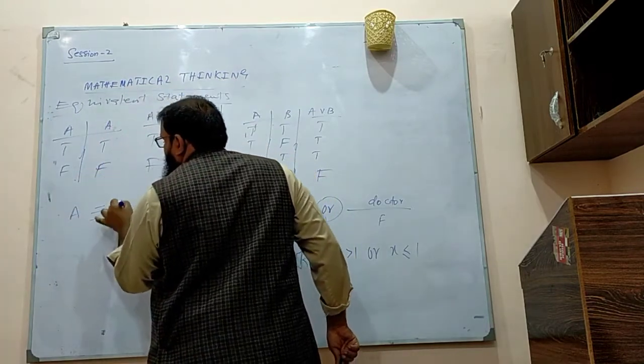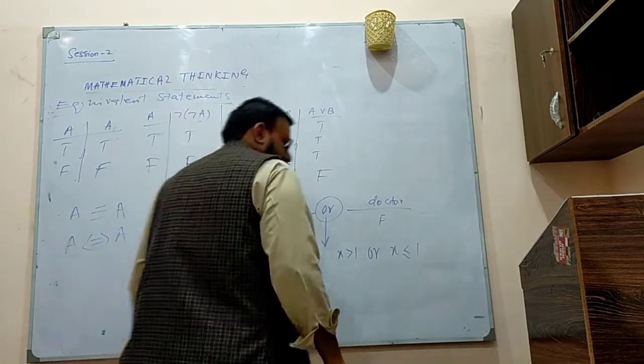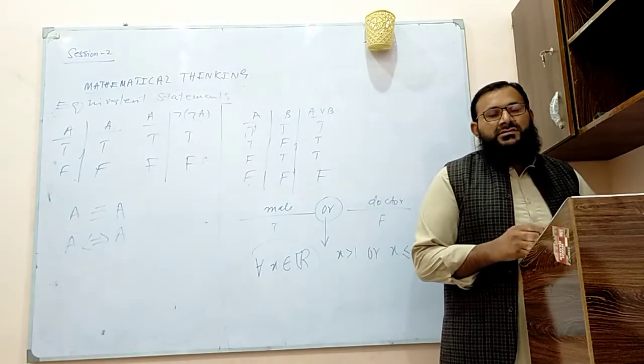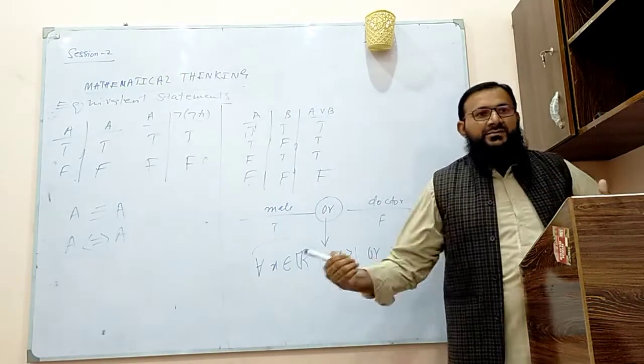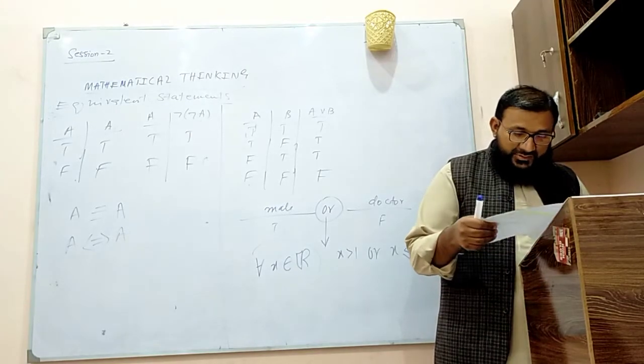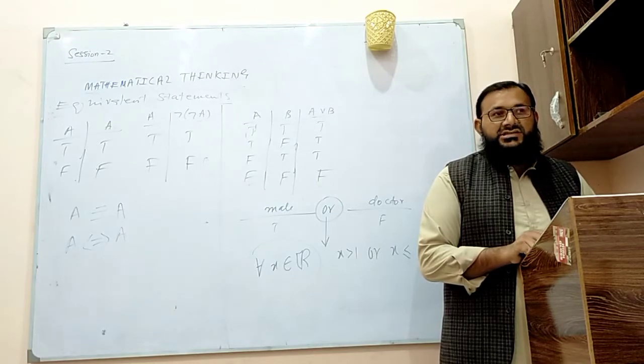Sometimes they write like this and sometimes like this as well. Means A is equivalent to A, or A implies A and on another side A implies A as well. But I think this is not specified. It will be applied when we study implication and double implication.